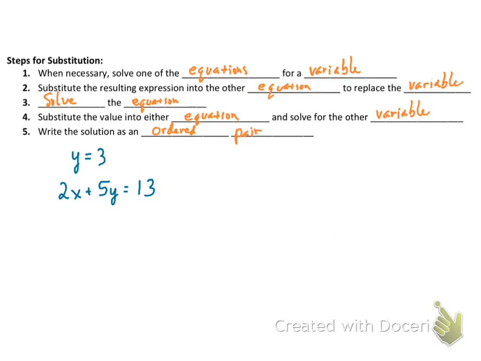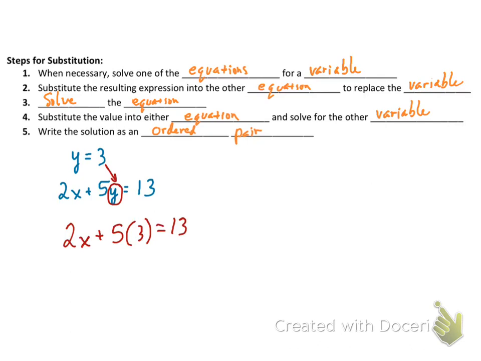So for a precursor to this, just so you see how substitution really works, if I told you y equals 3, and then I gave you the equation 2x plus 5y equals 13, well, I know y equals 3. So think about what equality means. It means the left-hand side and the right-hand side are the same exact thing. So if y equals 3, I can take this y and replace it with 3.